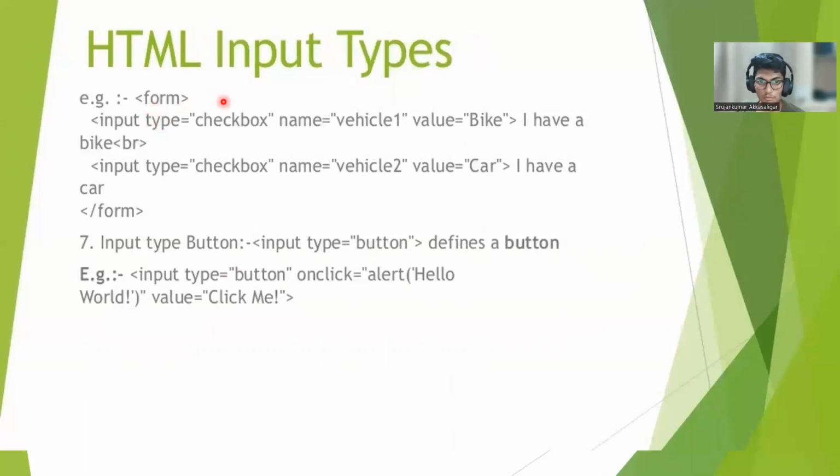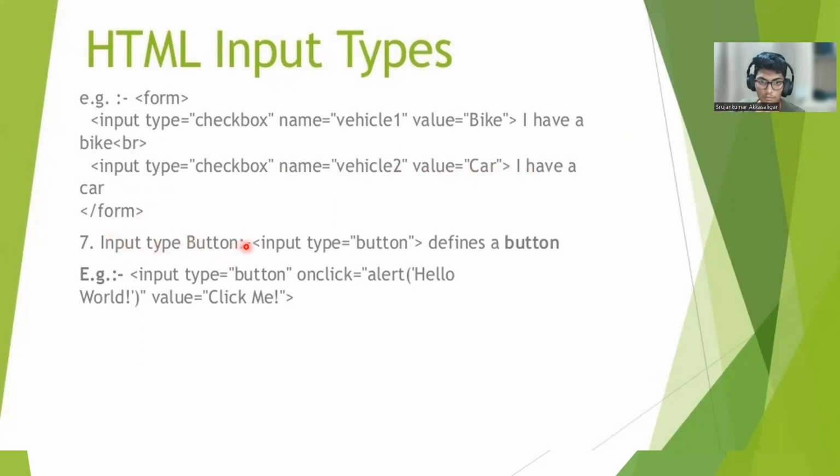An example for this: open the form, and then the input type will be checkbox, and then name the checkbox whatever you want. Let's take the name as vehicle, and the value will be bike. I have a bike. Then take the input type as checkbox again and name it vehicle2, the value will be car, and then close the form.